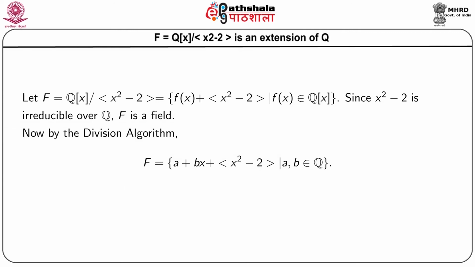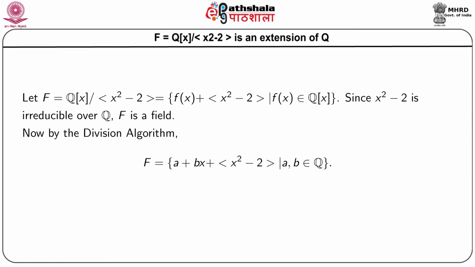Now, we give an example of an extension of Q. For this, consider the irreducible polynomial x square minus 2 over Q, and consider the field F equal to Q[x] modulo the ideal generated by x square minus 2.